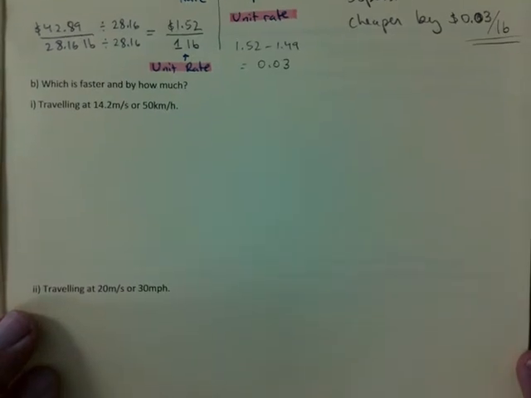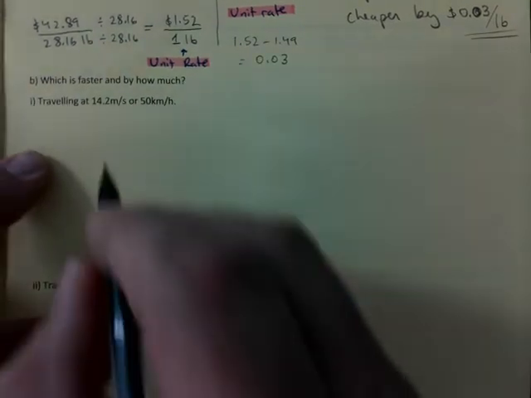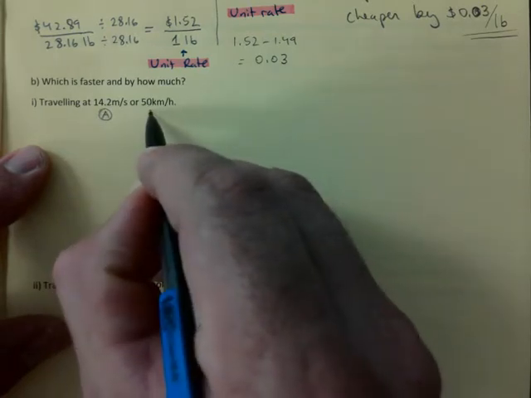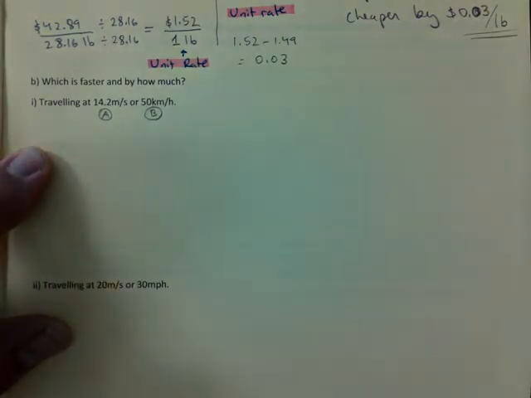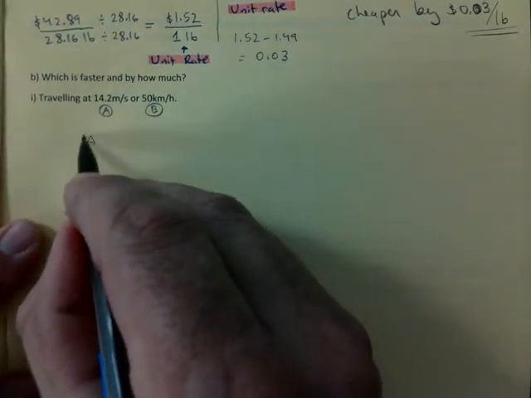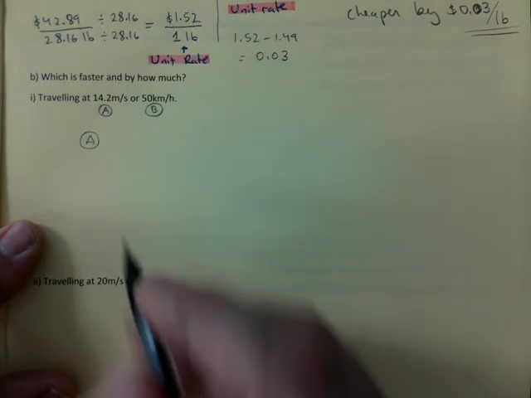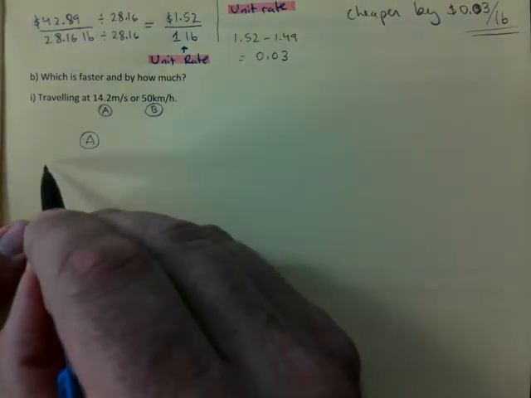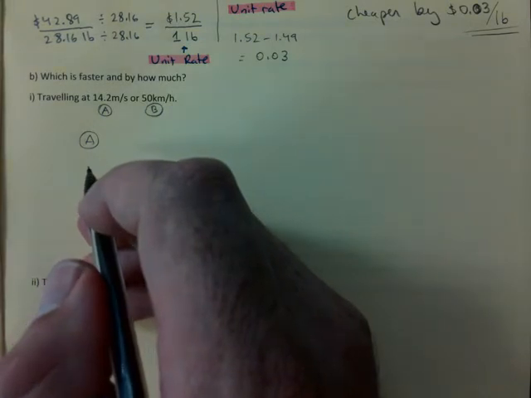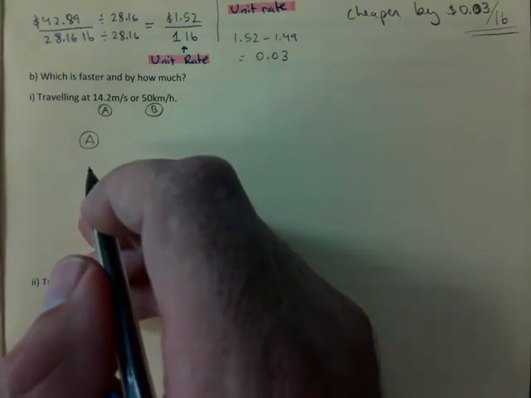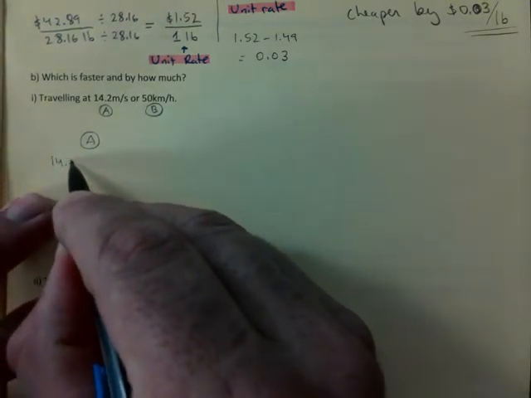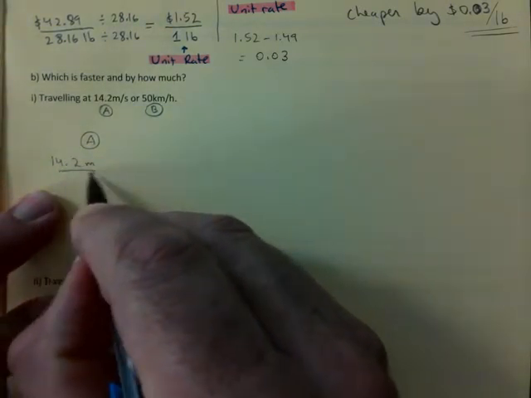Let's do that example here. So let's call this A and this B. I just want to have a quick way to reference the two different speeds. So we're dealing with speed here. What do I have in my key? I think I went kilometers, yeah. So 14.2 meters per second.